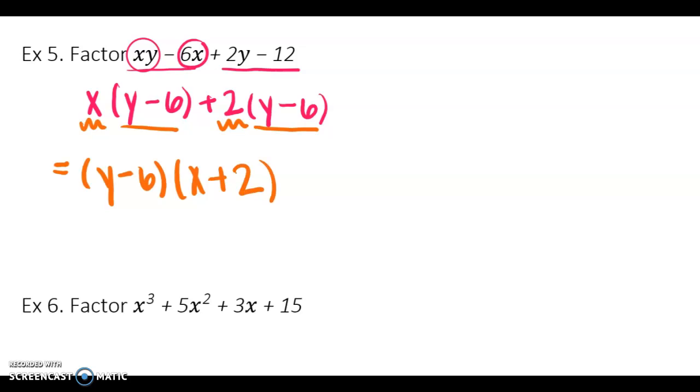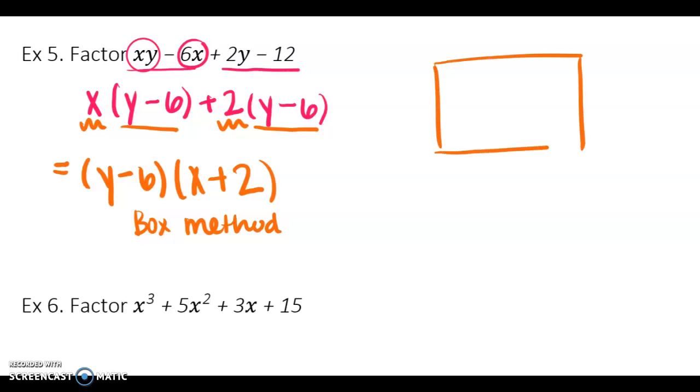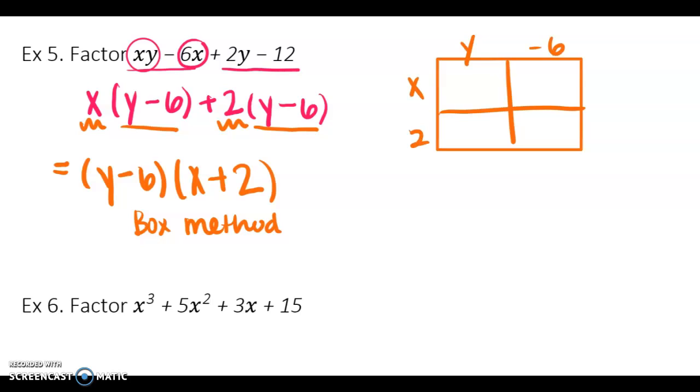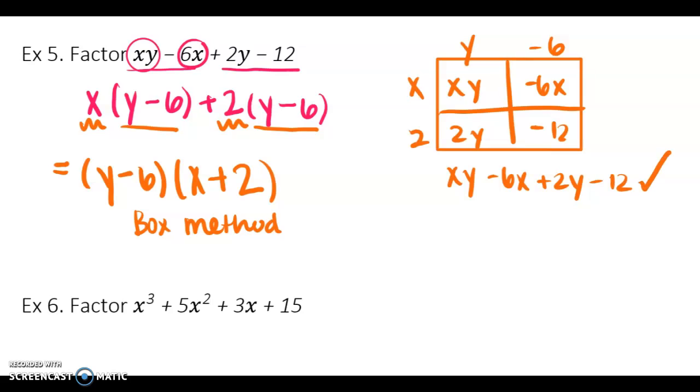Now if we wanted to, we could use the box method to check our answer here. So let's go ahead and do that quickly. You should get the original if you check your answer. So this would be xy, 6x, 2y, minus 12: xy minus 6x plus 2y minus 12. Yep, that's the original, so I did it right.